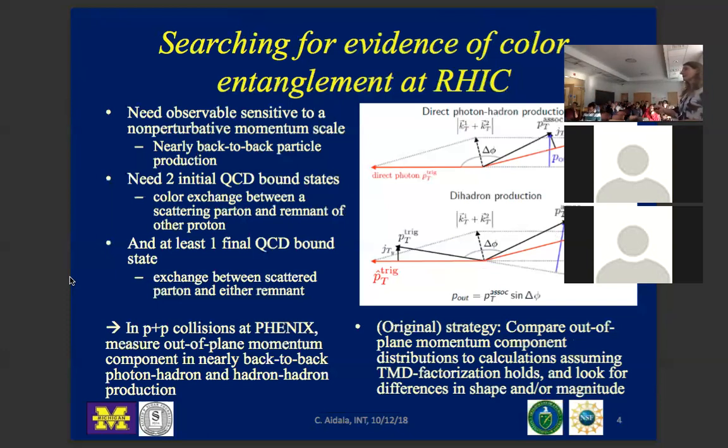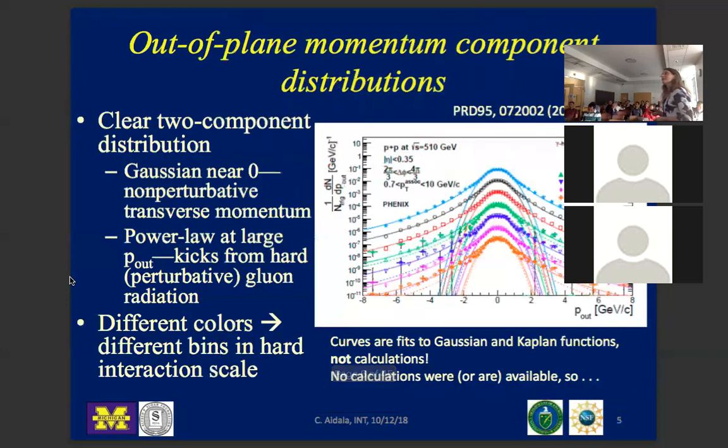So the original strategy was to compare out-of-plane momentum component distributions to calculations assuming that TMD factorization holds. We didn't have any calculations assuming it's broken. And look for differences in the shape and/or magnitude of the distribution. So here, this is from our first paper, which came out in 2017. This was looking at photon-hadron and dihadron in 510 GeV center of mass pp collisions.